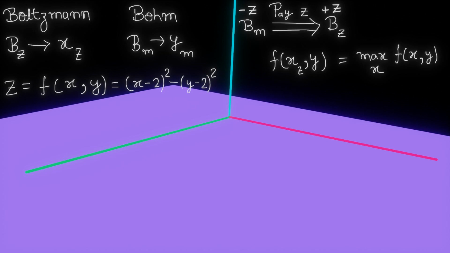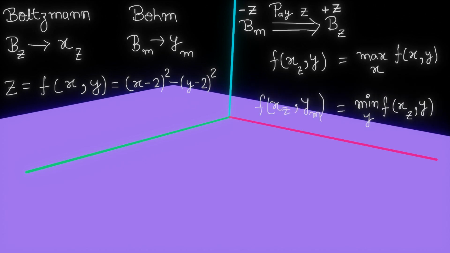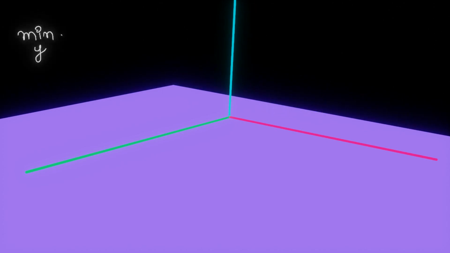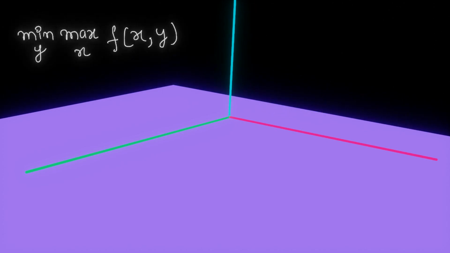So Bohm would try to minimize the function f(xz,y) over y, and as we saw earlier, the function f(xz,y) is a function of only one variable, which is y. So ym is the value which minimizes the function f(xz,y) over y. What this means is that in this game, one of the players is trying to maximize the function and the other is trying to minimize it. So in this game, we are just maximizing the function and then minimizing it.